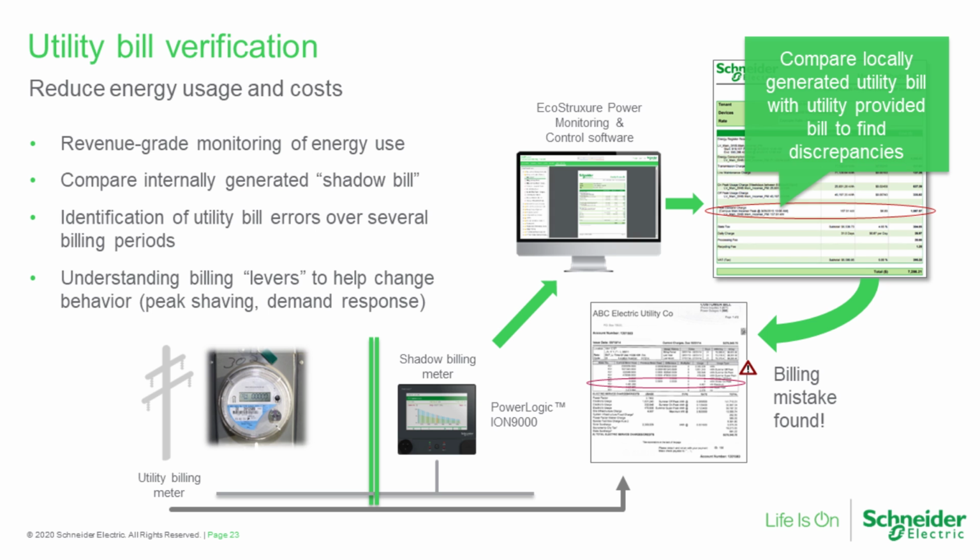And how do you verify this? Through a process called shadow billing, which is where you try to mimic the utility bill from within the organization, knowing all the billing determinants. So it's not just energy use. It could be a number of other components which you need to mimic with your data and try to reproduce the bill and find discrepancies.